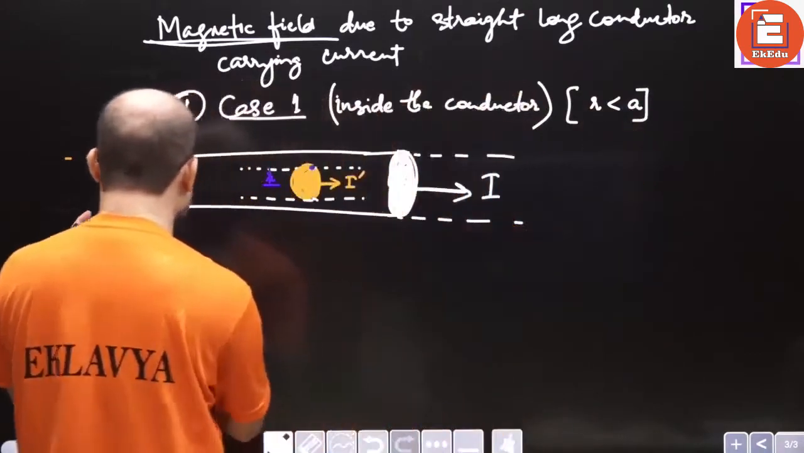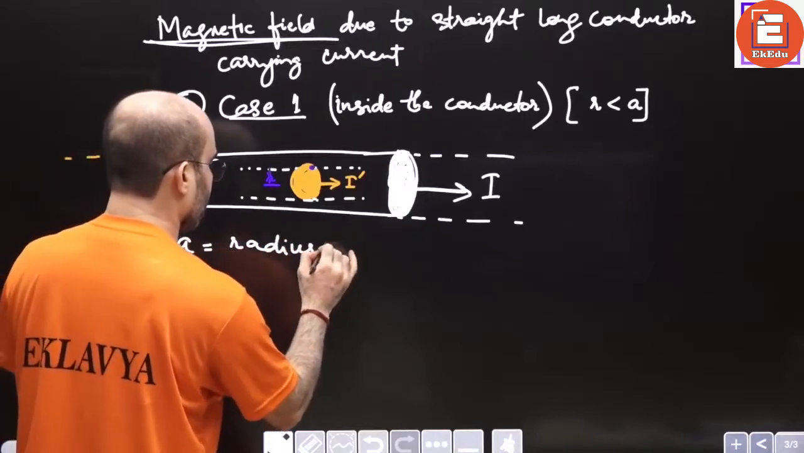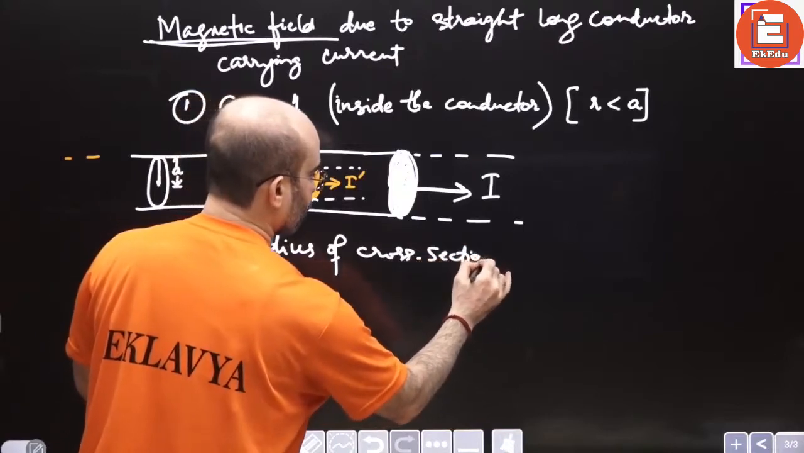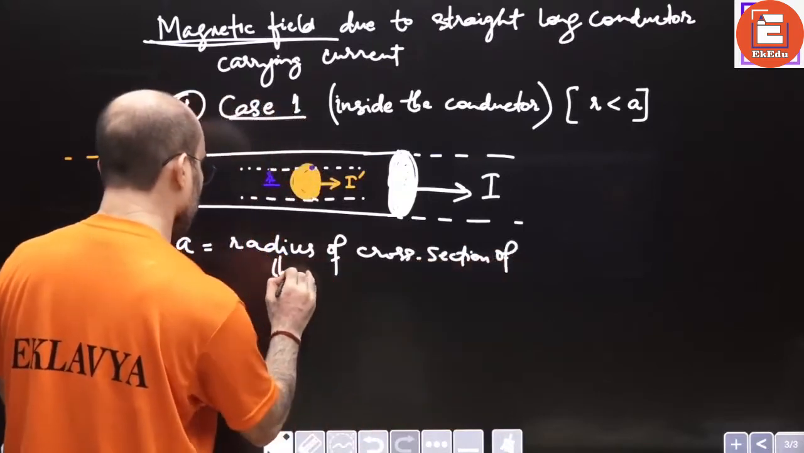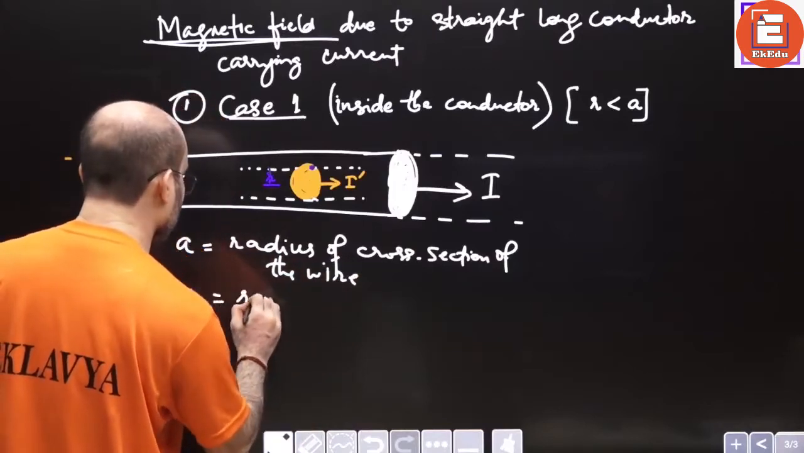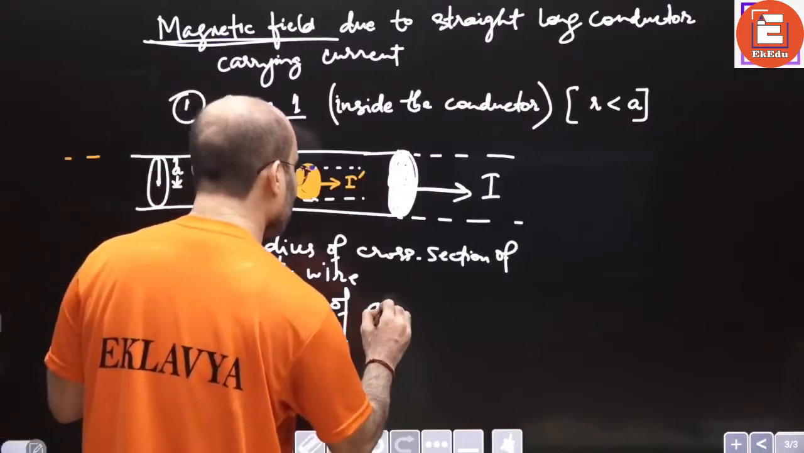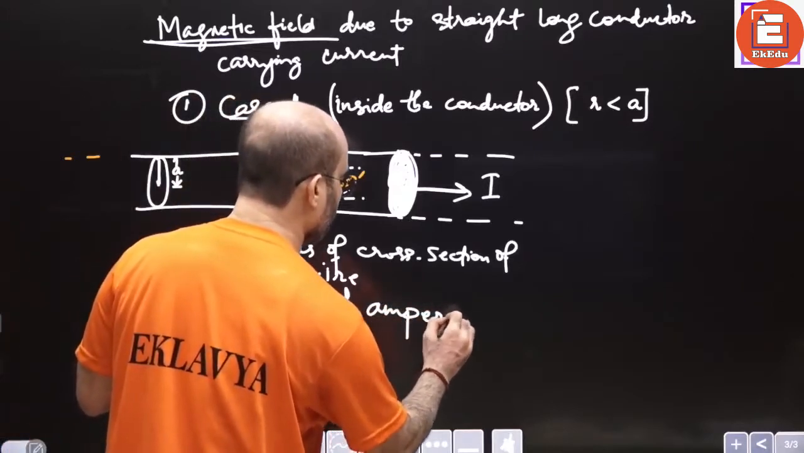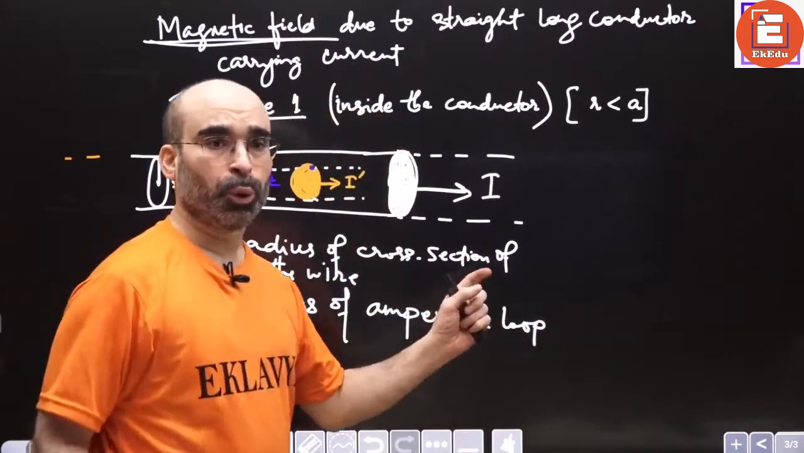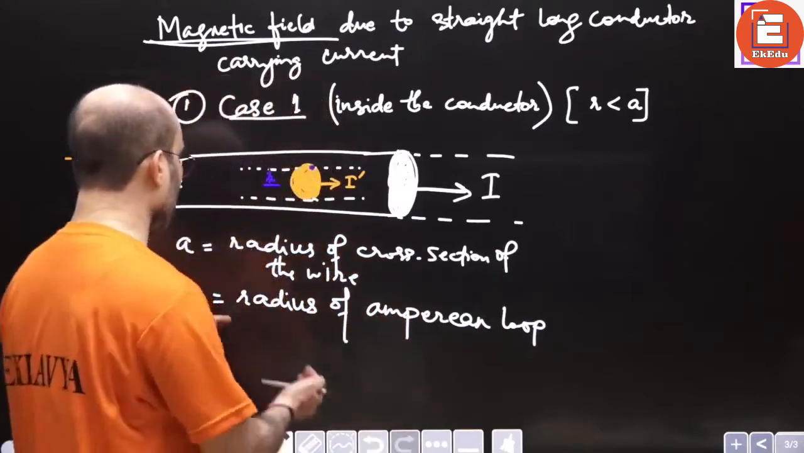So first of all, write down what is a. a is the radius of the cross section of the wire. And what is r? r is the radius of what we call the Amperian loop. Amperian loop means the magnetic loop which encloses some current. Okay, so that we have taken as the Amperian loop.